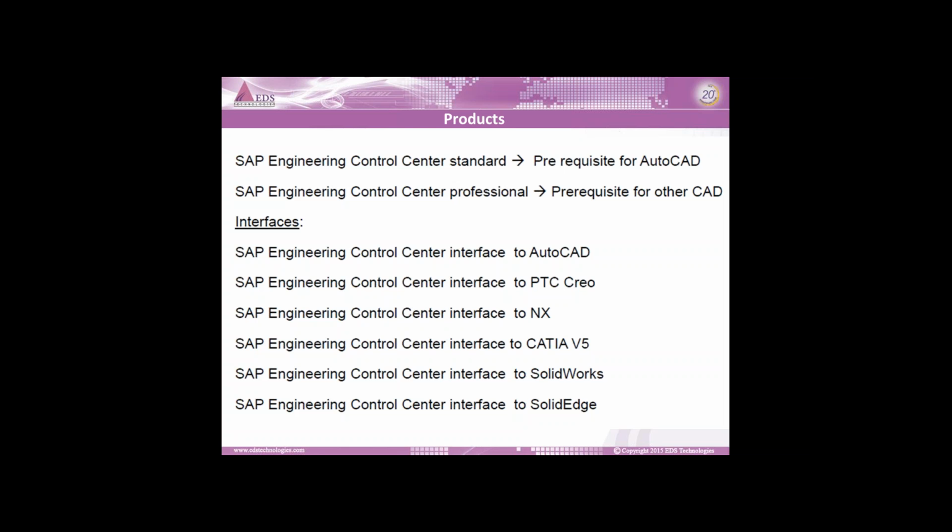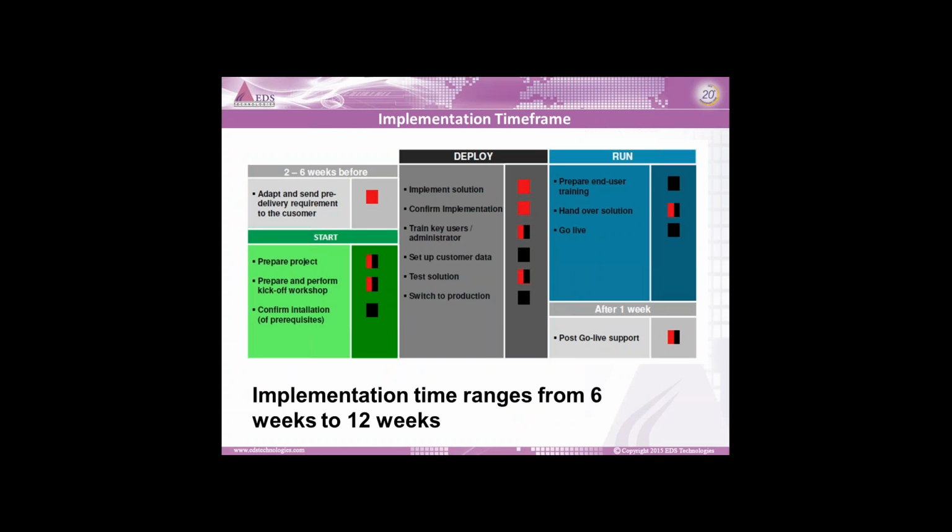The implementation timeframe required to implement this particular solution, as we see over here, could range anywhere from 6 weeks to 12 weeks. It starts from the requirement gathering of the project, with the kickoff meetings, the workshop, and the confirmation that we have just discussed on the implementation, to the deploy.